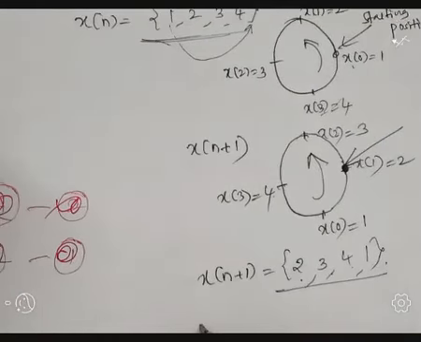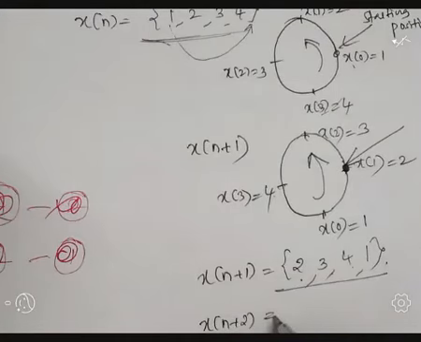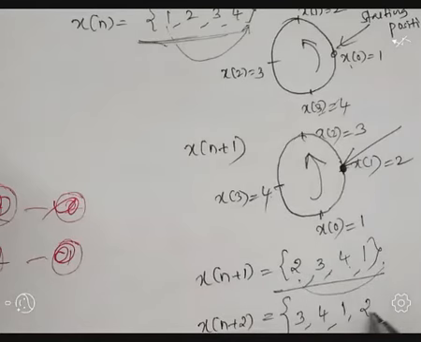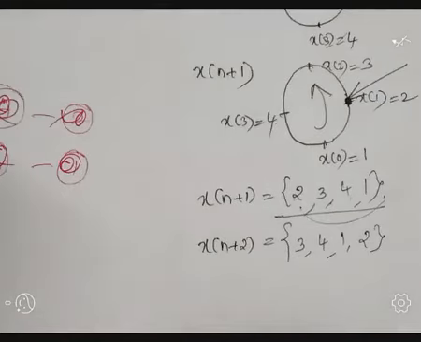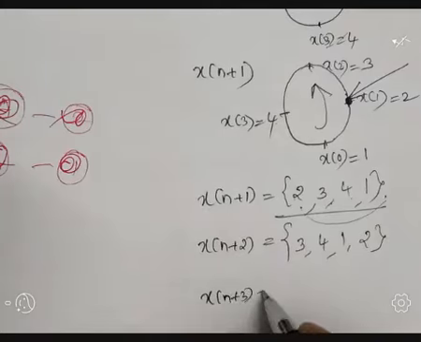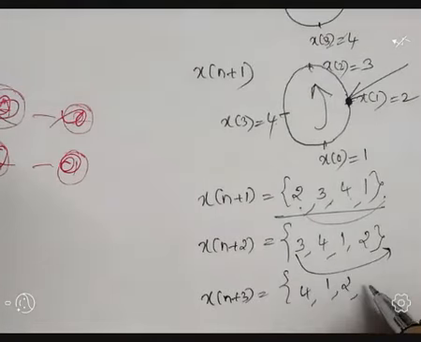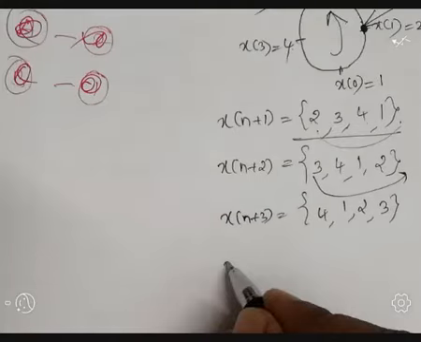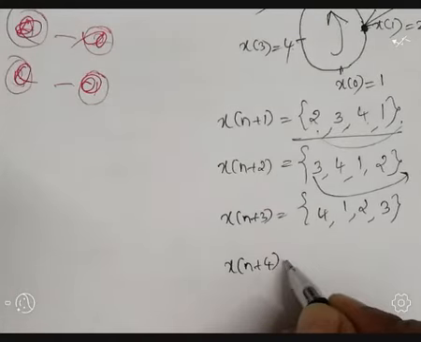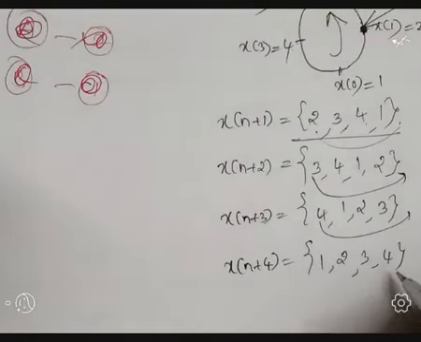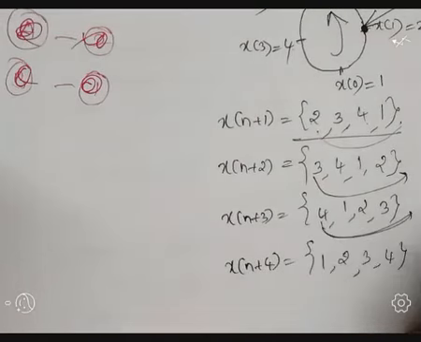If advanced by twice, then this is shifted to here, so 3, 4, 1, 2. If thrice, then this is shifted to here: 4, 1, 2, 3. Next, by 4 times, once again we get the same sequence: 1, 2, 3, 4. This is the clockwise direction, first to last. Okay, this is about circular advance.